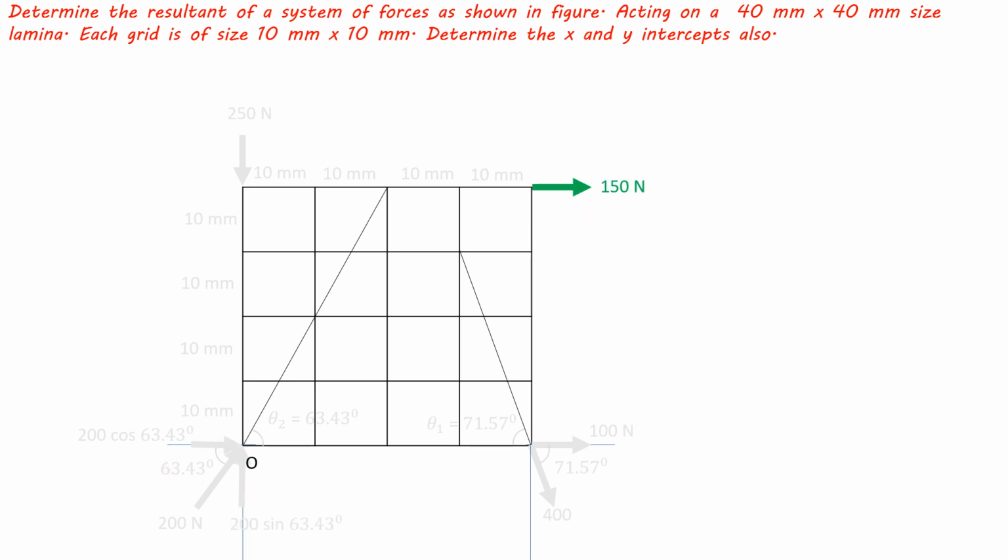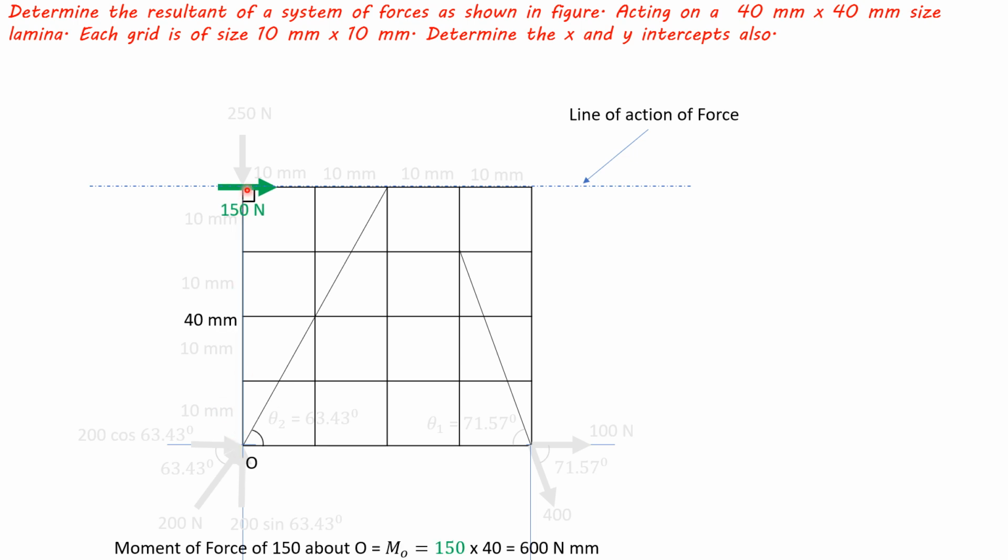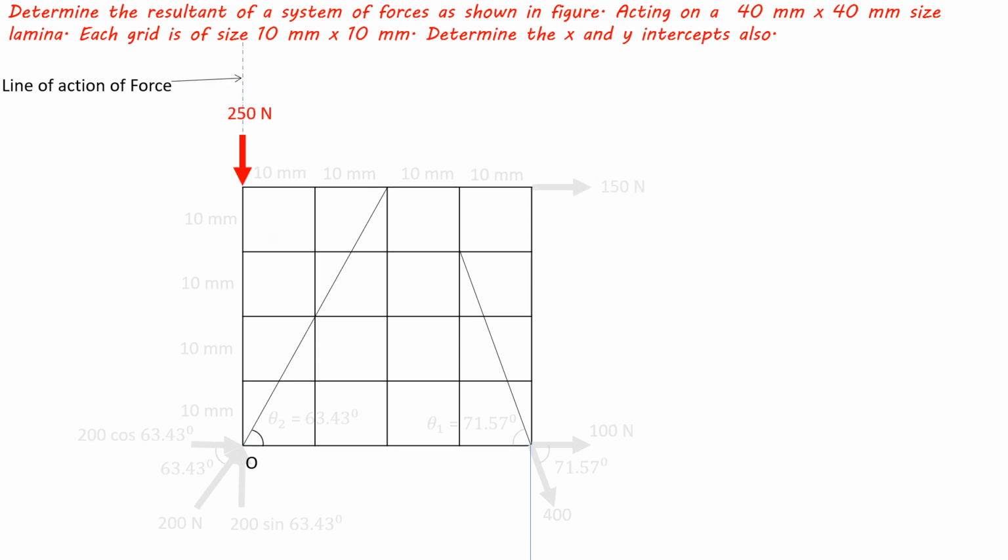Now for this force, line of action of force is like this. It will have perpendicular distance from point O of 40 mm, 4 grids. So it will rotate about point O like this clockwise. So it will have moment of magnitude 150 into 40. So it is having clockwise moment about point O. So 150 into 40, 6000 Newton mm.